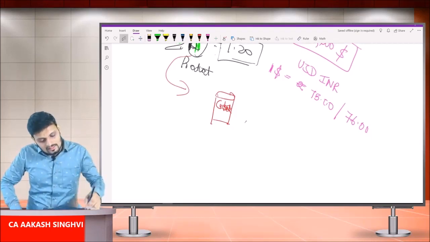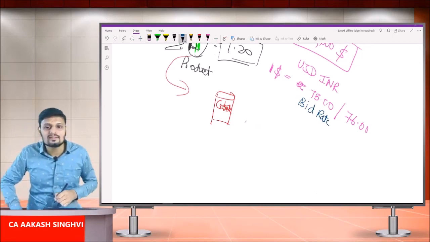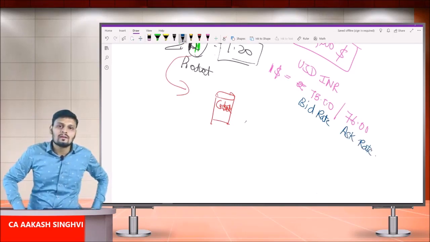So now this 75 is called the bid rate, and this 76 is called the ask rate. Bid rate and ask rate.